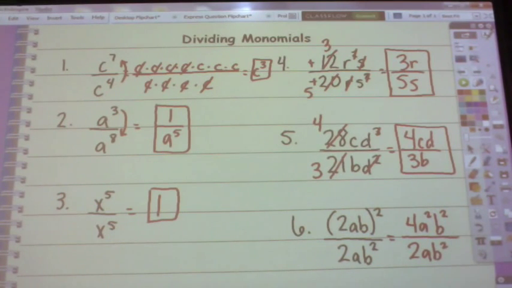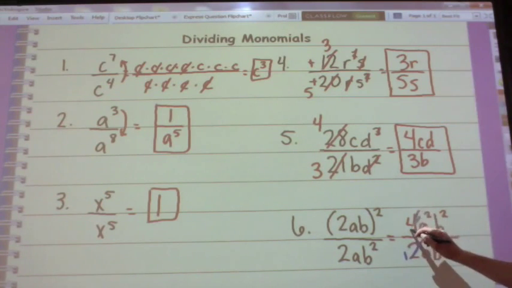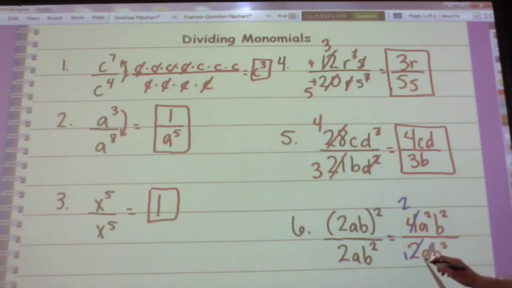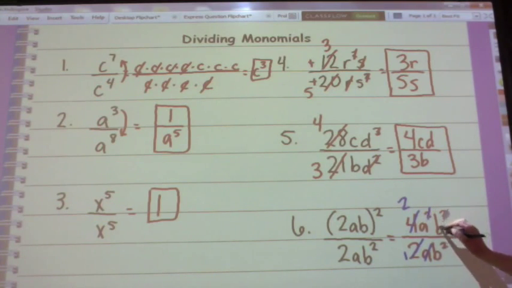So let's go ahead and take care of our coefficients. This 2 is going to become a 1. This 4 is going to become a 2. This A is going to cancel out just one of the A's, so 1A is going to be left over in the numerator. And the B squareds are going to cancel each other. So we're left with 2A over 1, which is just 2A.